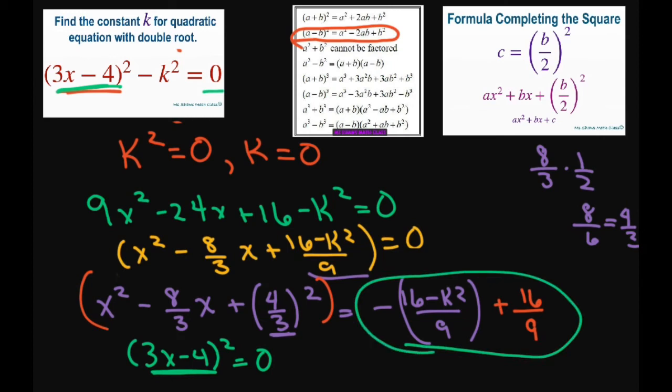And if I move this back over, we're going to have (16 minus k squared) divided by 9 equals 16 divided by 9. And you can either do this mentally, but we can notice that this is going to be 0. So k squared equals 0. It's just easier to see that this has to be 0 for these two to equal. All right. So that's it.